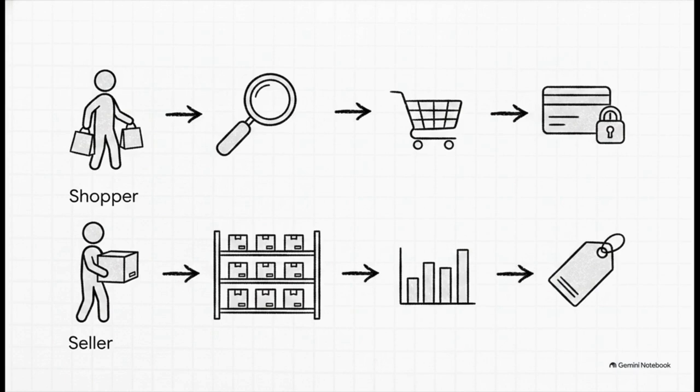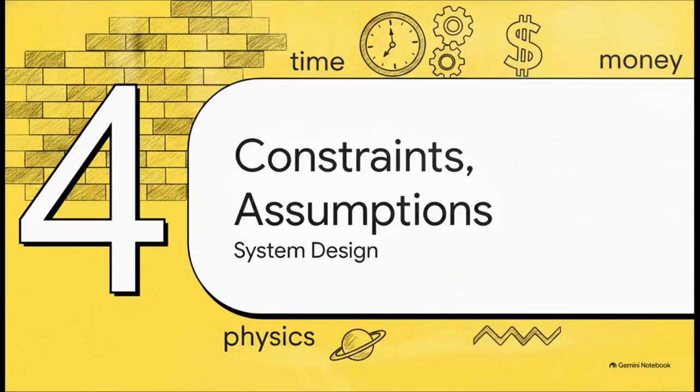But for the seller, their use case might be securely managing inventory in the background, analyzing sales data, and printing shipping labels. By defining these use cases during day 2, we ensure our blueprint actually accounts for the day-to-day realities of everyone involved. Let's move on and see how this builds into Section 4, Constraints and Assumptions, the Reality Check.